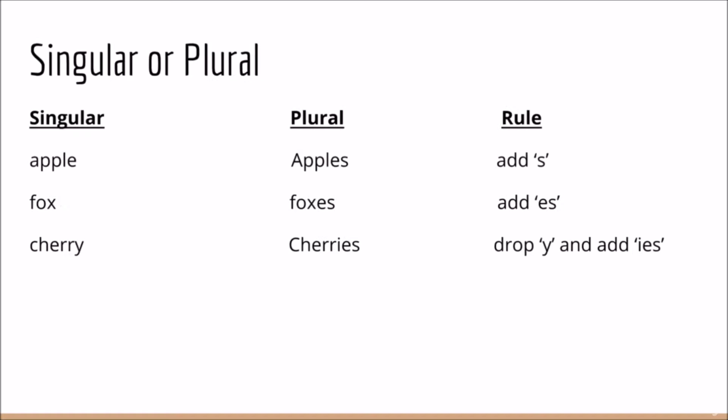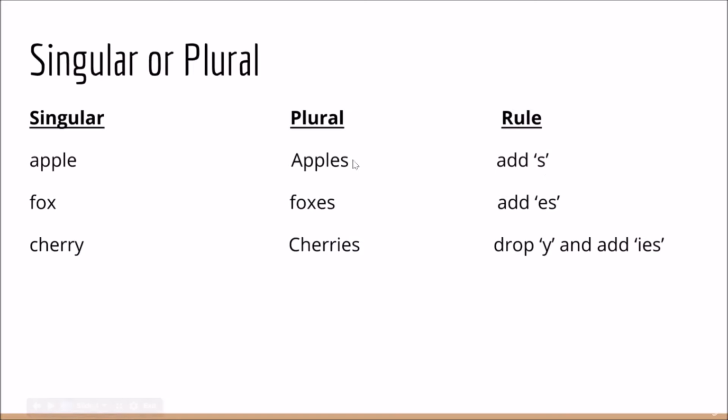Now, in English, nouns can be singular, meaning just one, or plural, meaning more than one. For example, if I have one apple, that noun is singular. But if I have more than one apple, if I have apples, it becomes plural. And that means I have to change the word. I can't just use the same word. So apple becomes apples.